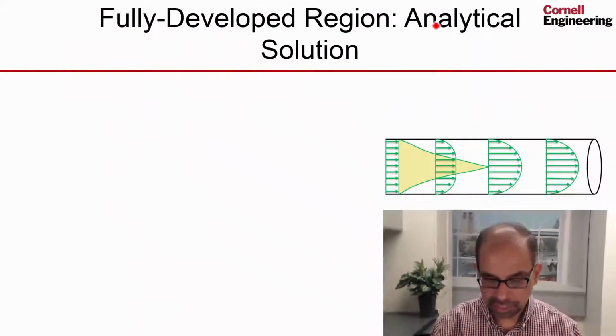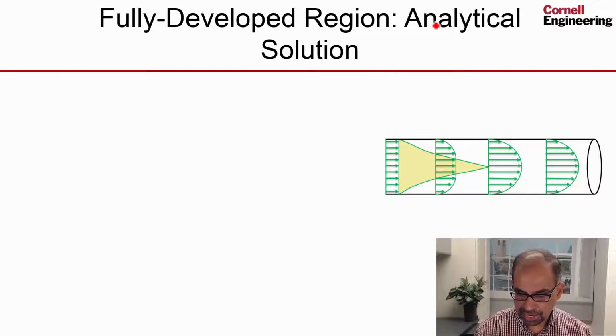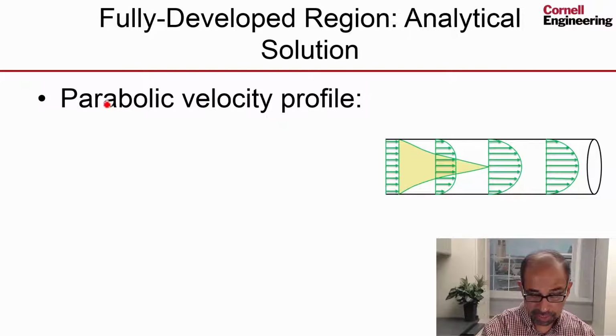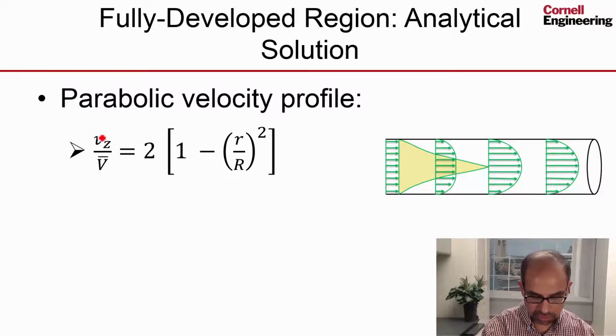In the fully developed region, because of the simplifications in the governing equations that we just saw, we can get an analytical solution. We can integrate the governing equations. And this is valid, and we get an analytical solution that's valid only in the fully developed region. The velocity profile comes out to be parabolic, and it can be written in this form.